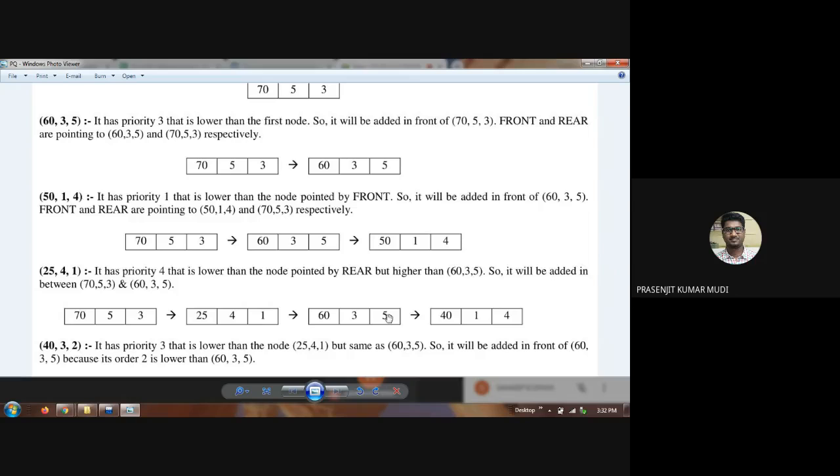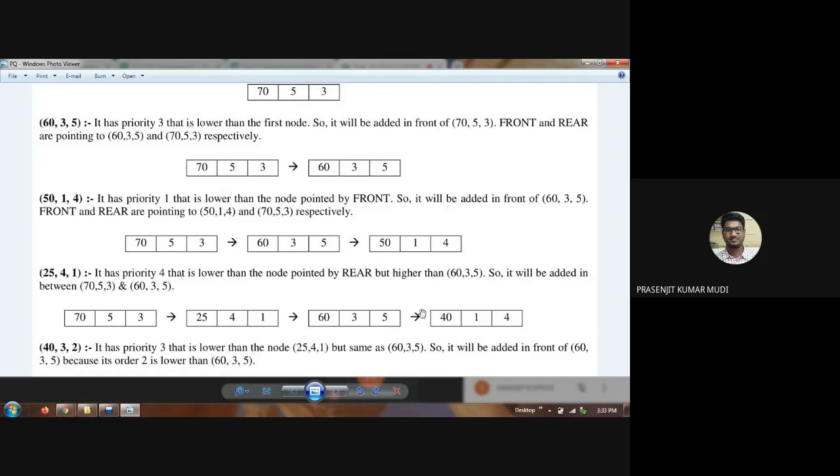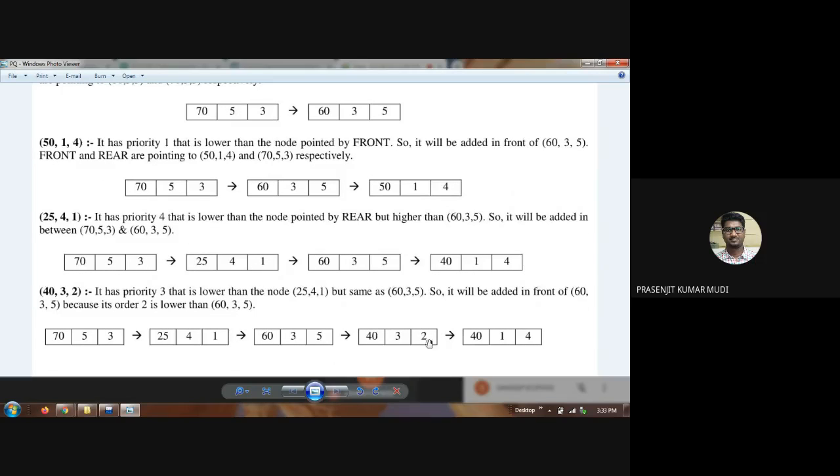Similar logic, whatever we have applied. See, priority values 1, 3, 4, 5. In this way, from front to rear, the priority values are increasing. Similarly, if it happens that priorities are the same, 3 and 3, then from the front end to the rear end, the order number should be increasing. So 43.2 will be placed over here, somewhere here. So this should be the picture.